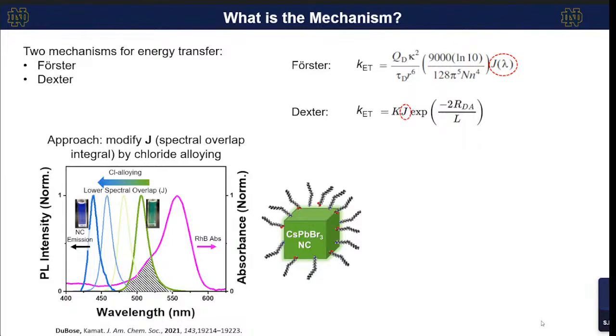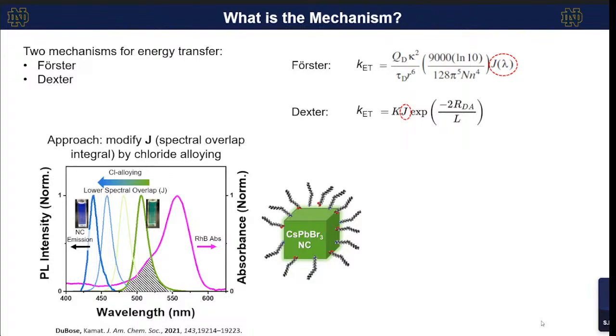Is it a Förster type or a Dexter type? Both have their J integrals. That means the overlap. This green one is your cesium lead bromide emission. This one is your rhodamine B absorption. So donor emission, acceptor absorbance. And when you normalize it, that's the overlap you can use.